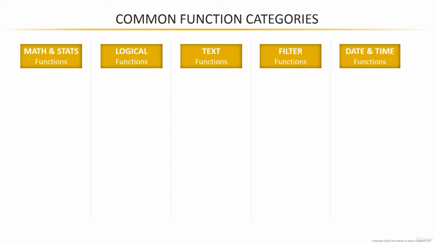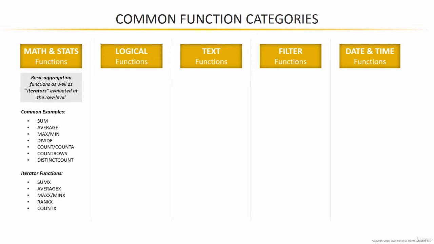But basically what we've got here in the math and stats category, your basic aggregation functions, your sum, max, min, average, count, etc., plus some interesting DAX formulas called iterators, which actually evaluate row by row. Sometimes those are called X functions because they all end in an X. SumX, AverageX, RankX, MaxX, etc. And for Excel users, those work just like a SUMPRODUCT. More on that to come.